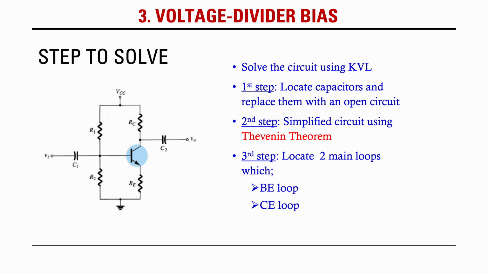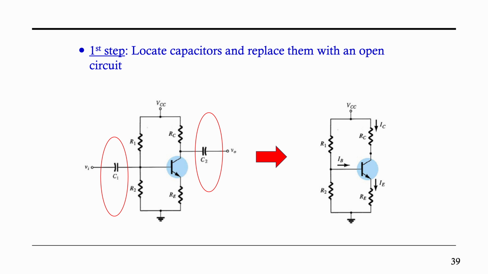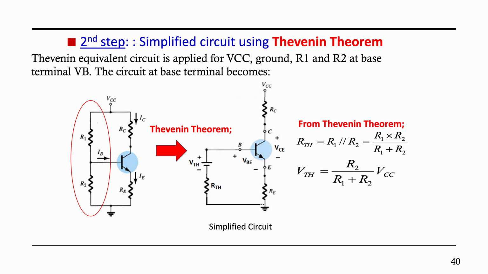Now let's look at how to solve it step by step. First of all, we need to remove the capacitor. I think all of you already got it, right? We remove the capacitor and your circuit will look as such. Next, this is the additional part which we haven't discussed from the previous slide. We need to simplify the circuit by using the Thevenin theorem.